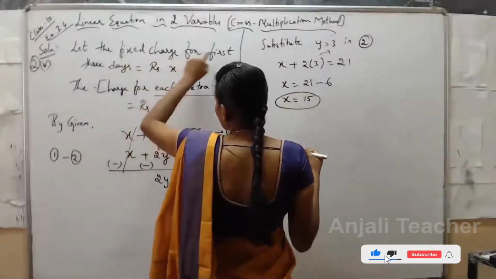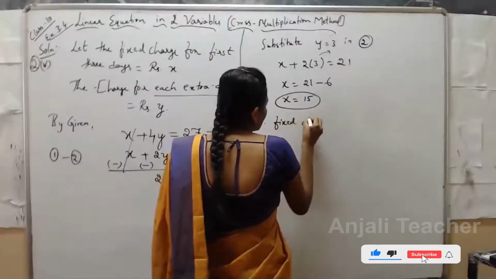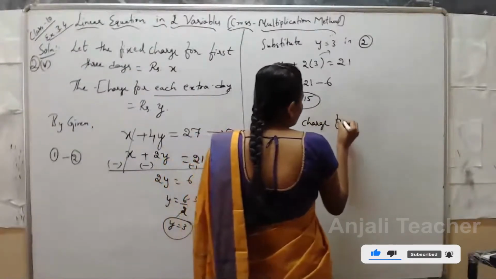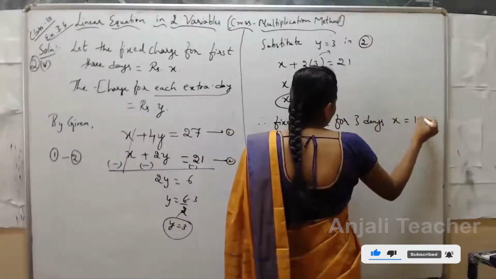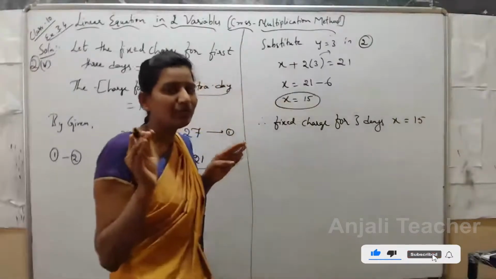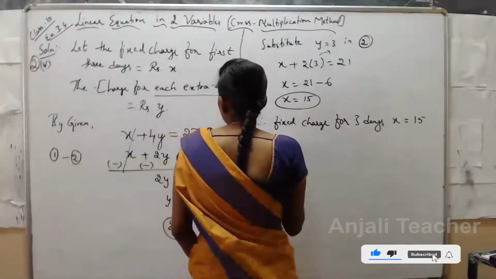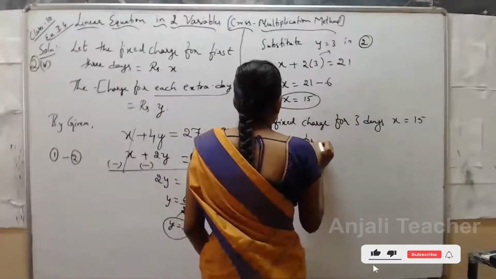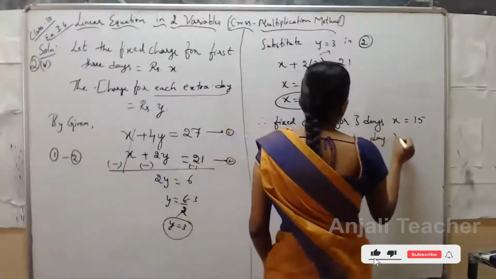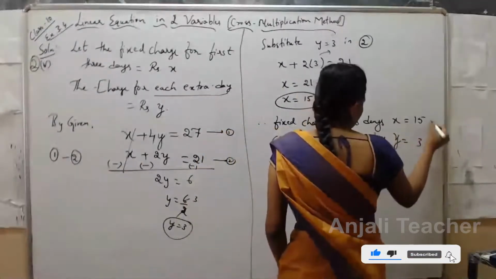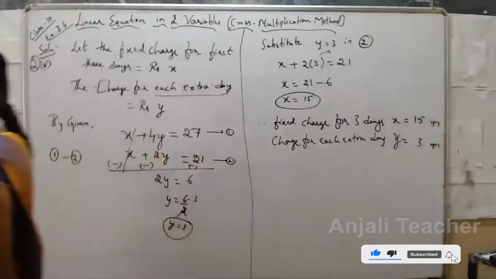Therefore, the fixed charge for 3 days is x, which is 15 rupees. It means first they have to pay 15 rupees for 3 days. Next, the charge for each extra day, y, is equal to 3 rupees. Got this? Okay. Next.